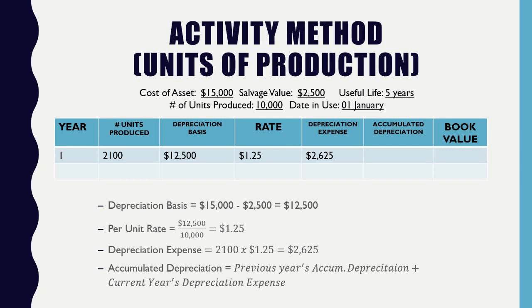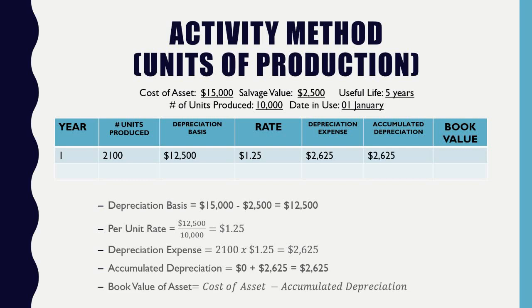2,625. So then my accumulated depreciation formula is going to be my previous year's accumulated depreciation plus my current year's depreciation. In this case, this is my first year depreciating. Do I have a previous year's? No, so that's automatically 0. And to add my current year's depreciation expense, which is 2,625, so that's my accumulated depreciation.